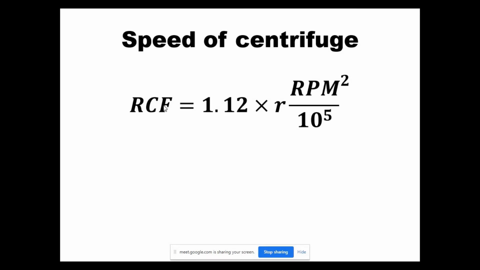So in that case, the RCF will be more, because RCF depends on the RPM as well as the radius of the rotor. Now, when you use two different centrifuge machines having different radii and you use the same RPM in both, remember the RPM is the same but the RCF will be different. In the centrifuge machine with the bigger radius, the RCF will be more.